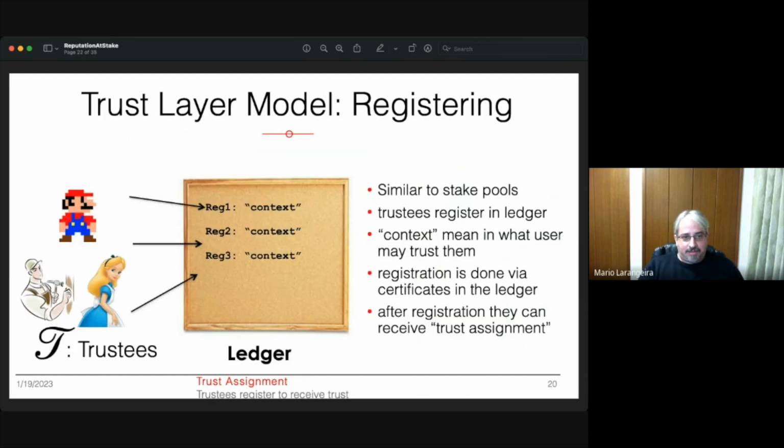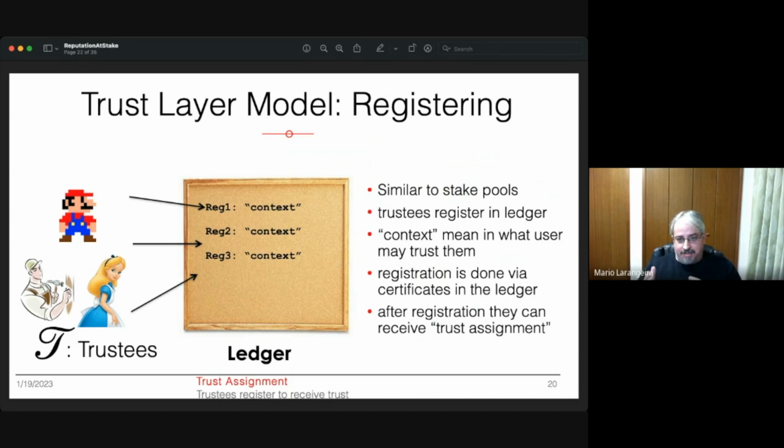One more thing is that these trustees beforehand will candidate themselves to be assignees of trust. They will go to the ledger and say, for this context, which will be something like, I don't know, football, people may say, I trust this person is good at football. But before, they go to the ledger and say, okay, I am a candidate to receive trust about football, or the other, science fiction. So you specify a context. For example, Mario will say, I'm good at football, so the context is football. The other one is also at football, and Cinderella will also say football. So they are candidates in that context to receive trust.